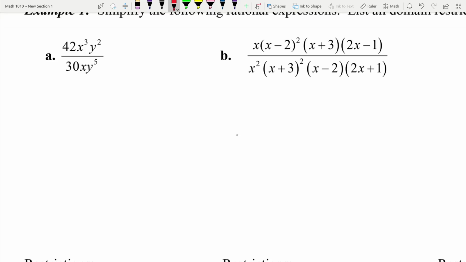Okay, so if I went 30x y to the 5th equals 0, well, the 30 could be a 0, the x could be a 0, or the y to the 5th could be a 0. Well, 30 is not a 0, so that doesn't give me a restriction. I do have a restriction, though, that x can't be a 0. Okay, I also have a restriction that y to the 5th can't be a 0, which means y can't be 0. So those are restrictions.